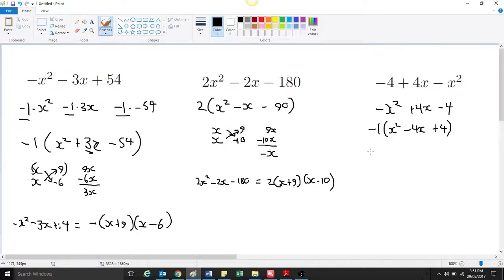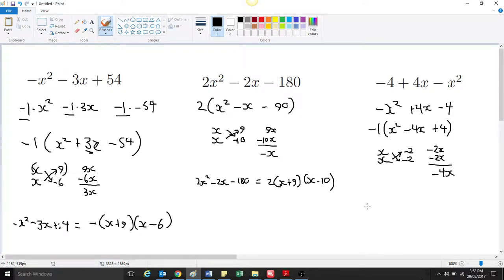So we're going to start with x and x, and we could use 1 and 4, but we're going to go 2 and 2. All right, and we know that minus 2 times minus 2 is positive 4, and minus 2 plus minus 2 is minus 4. So this is our answer. So we have, that's going to be minus 2x, and when we add that together, we get minus 4x. And that's what we have in the middle there.